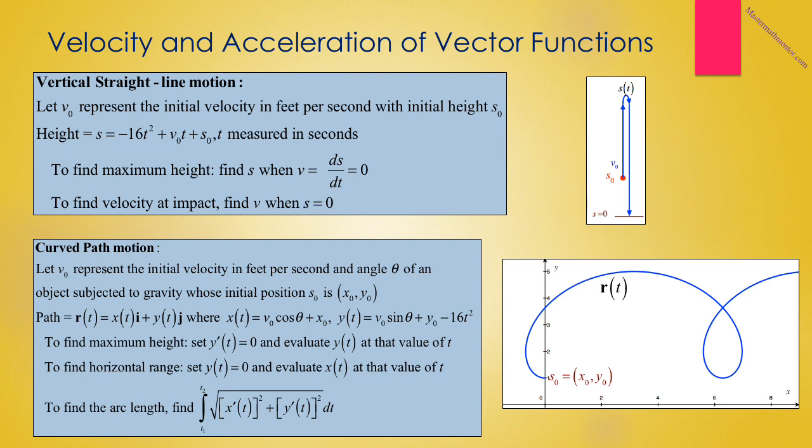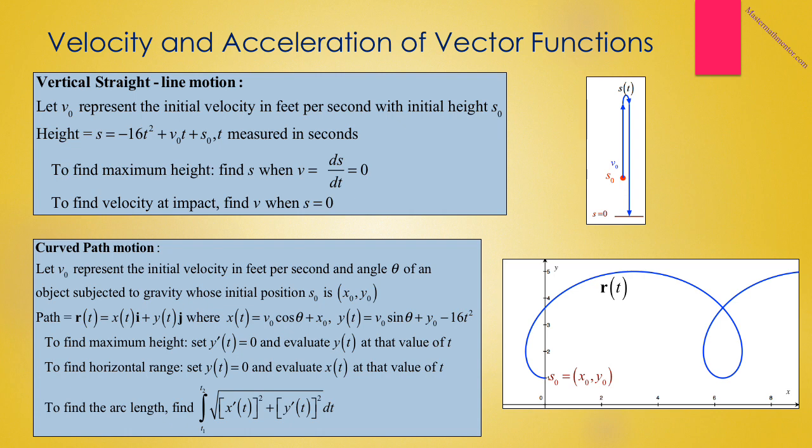When doing problems with curved motion, where gravity is involved, there are usually three questions that are asked. First, the object's maximum height. To do this, we set y prime equal to 0, and then evaluate y of t at that value of t.